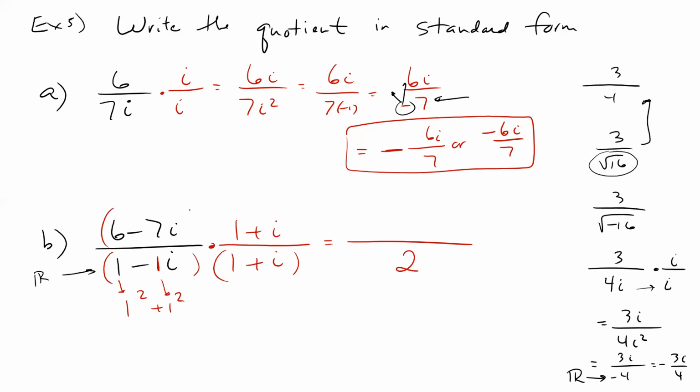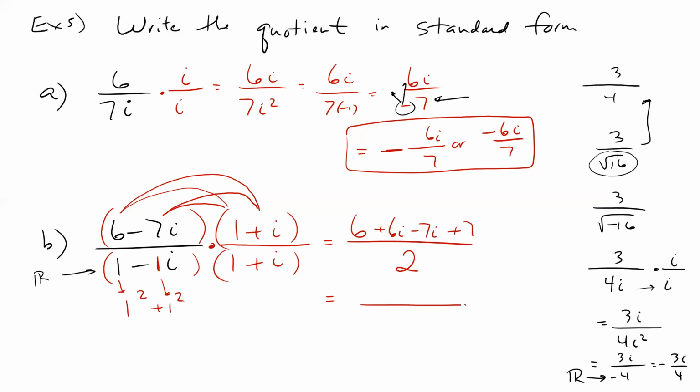Everybody okay, this will be a 2 on the bottom. Now the top is going to be fun. That is going to be the FOIL method here. So we've got to do all of it. 6 times 1, 6. 6 times plus i. Negative 7i times 1. Let's see if we can do this the quick way. Negative 7i times i. Positive, everybody okay with positive 7? Look at all these sevens. So it's 13 minus i.